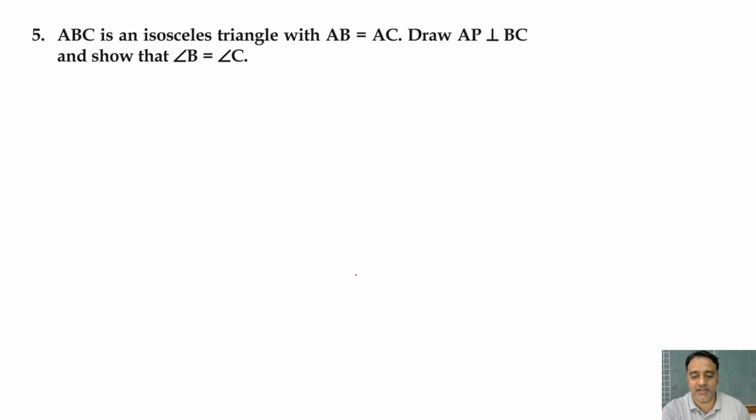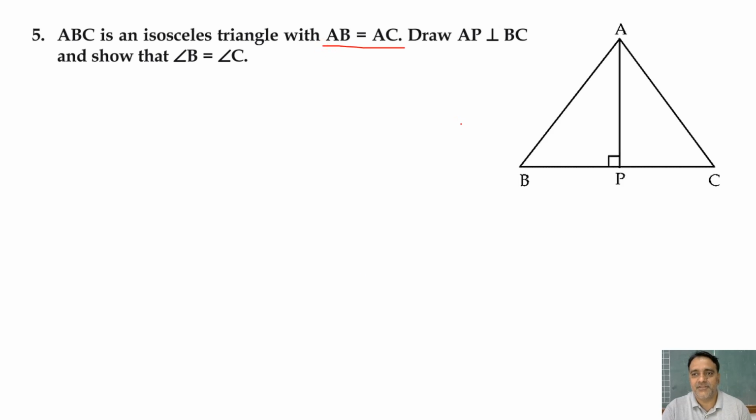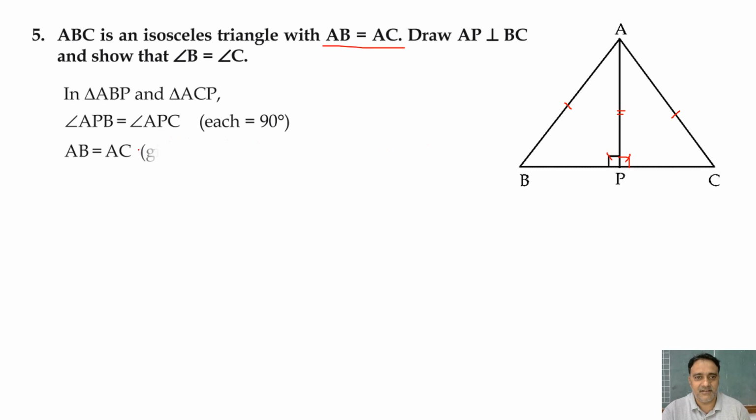Okay, now we are moving towards the fifth question. ये last question है revision number 2 का. ABC is an isosceles triangle with AB equal to AC. Draw AP perpendicular to BC and show that angle B is equal to angle C. This is very easy. So ये दोनों triangles को congruent proof करना है. ध्यान से देखो, AB is equal to AC and these two angles are equal, each 90 degrees, and this is common. दोनों 90 degree है, दोनों given है, दोनों common है.